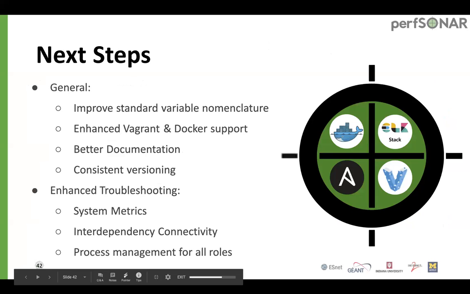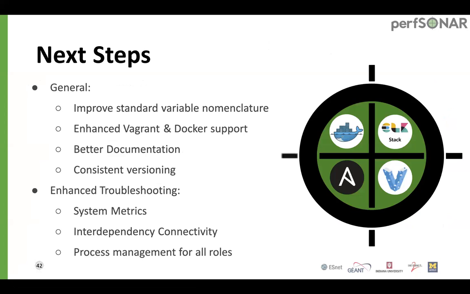So our next steps. Generally, right now, our nomenclature isn't consistent, so we're going to change some variable nomenclature in the future. So if you have a working config and it ceases to work, maybe some of the directions will change. We're going to enhance our Vagrant and Docker support. You saw a little bit of the Vagrant. We're also going to try to do some of the same things for Docker. We're going to improve our documentation. We're going to bring the versioning of the Ansible stuff in line with the rest of the perfSONAR versioning numbers.